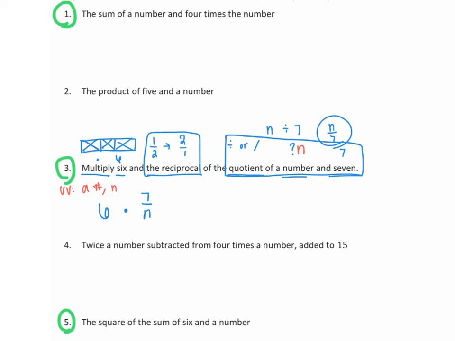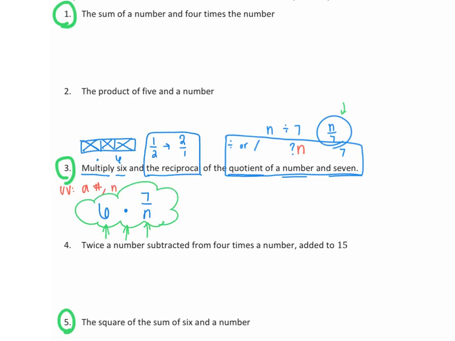So I have all my parts here. Just going to check to make sure. Multiply 6 and the reciprocal. I've done the reciprocal of this. A number, the quotient of a number and 7. So I have it all. 6 times 7 over n. So this is my expression that I'm working with. Okay, I've done the first part of my question.